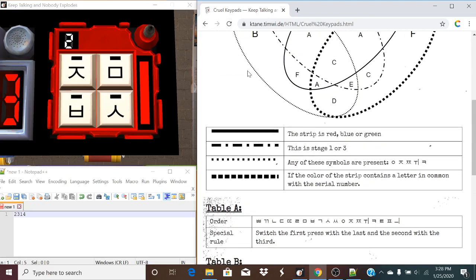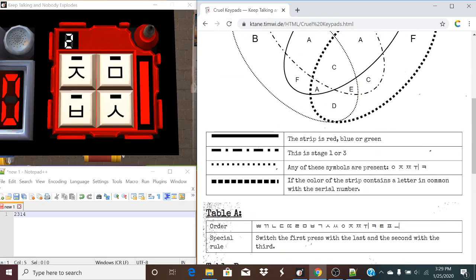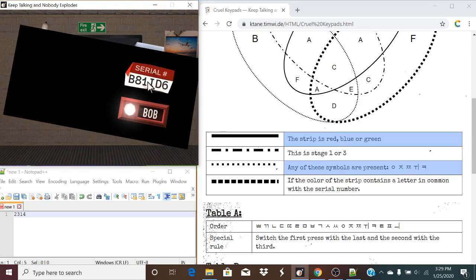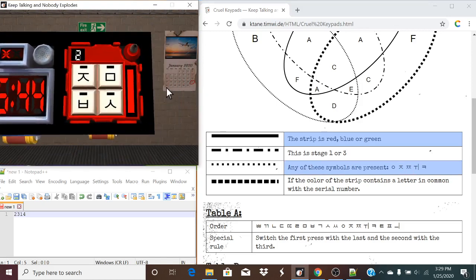On to our second stage. The strip is red, blue, or green. Yep. Stages 1 or 3? Nope, it's a 2. Any of these symbols present? It's important to note that this is a circle, not the box, so we're not going to mark that. However, we do have this one right here, so that's going to be present. And red. Is there any of them that share a common letter? Delta does, so this is true.